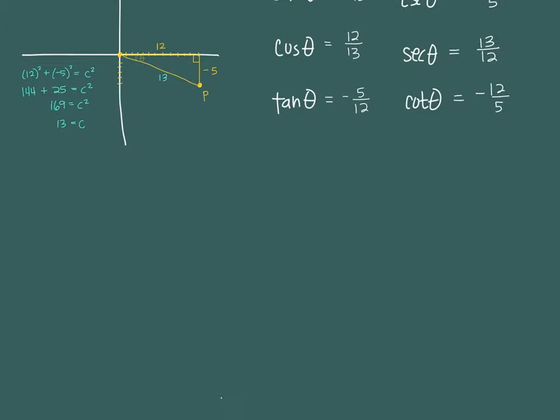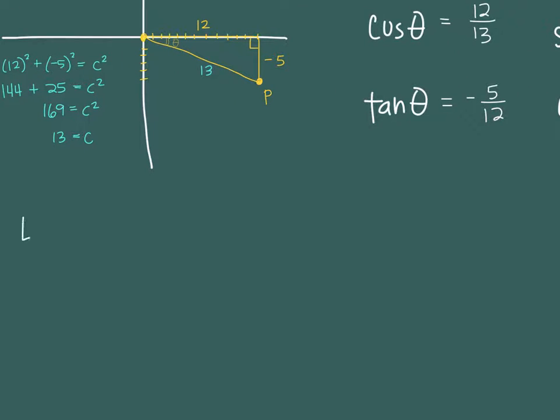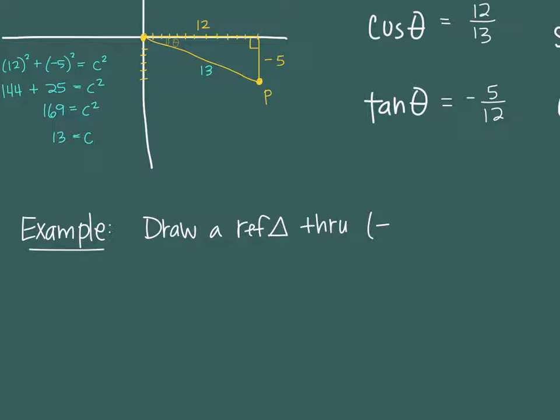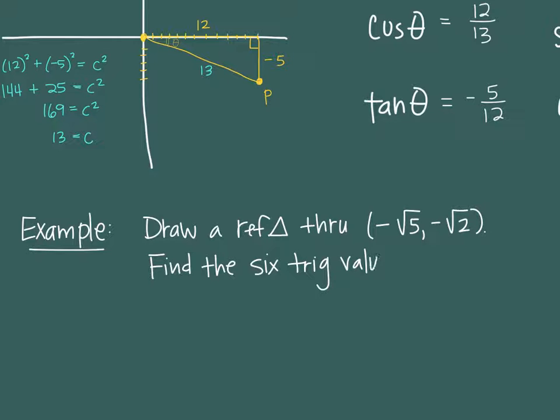Okay, let's practice another one of those in a different quadrant. So same type of problem, different quadrant. So draw a reference triangle. And this time we're going to go through the point (-√5, -√2), and then we're still going to find the 6 values for theta.